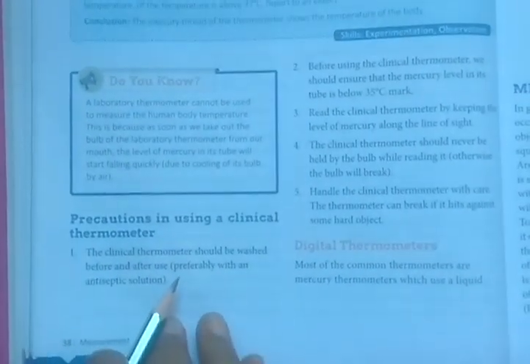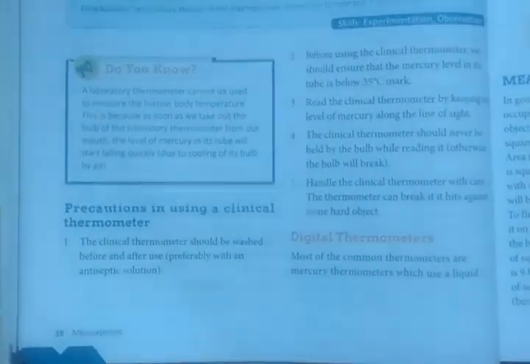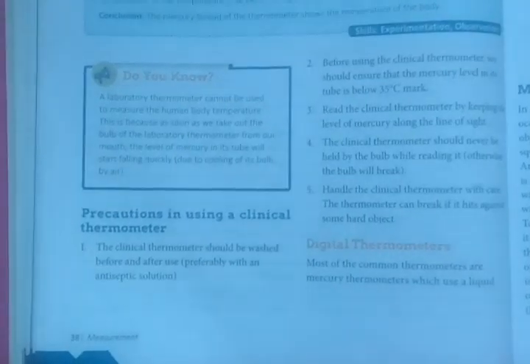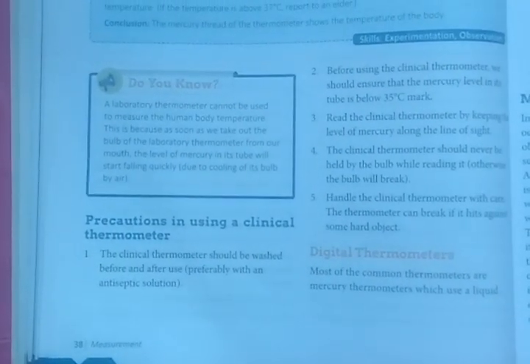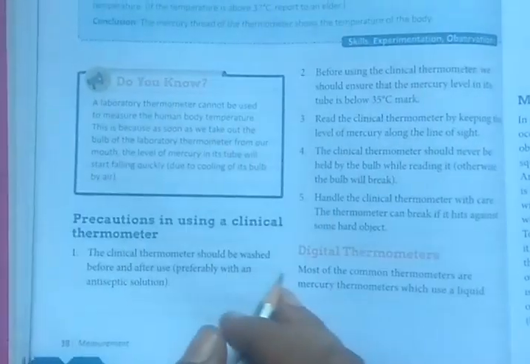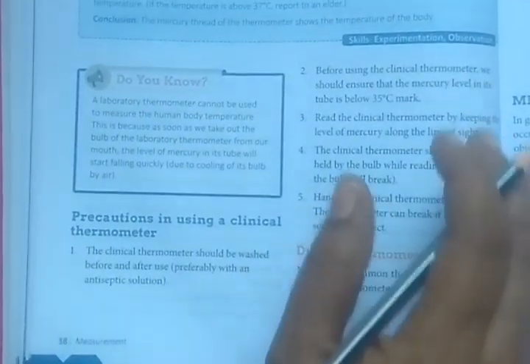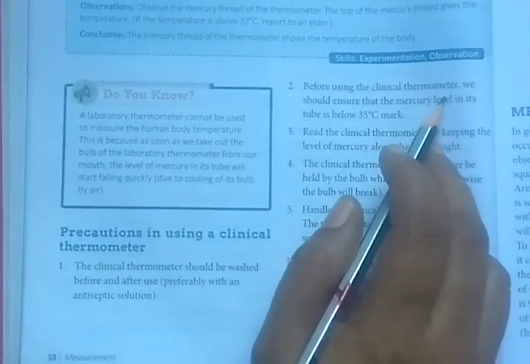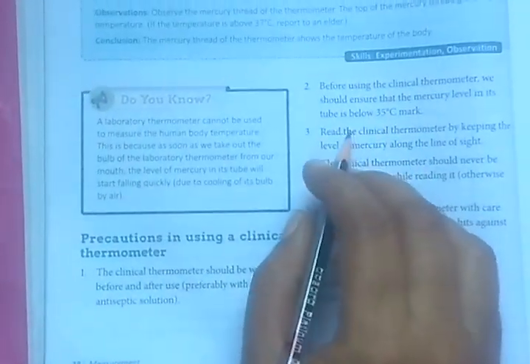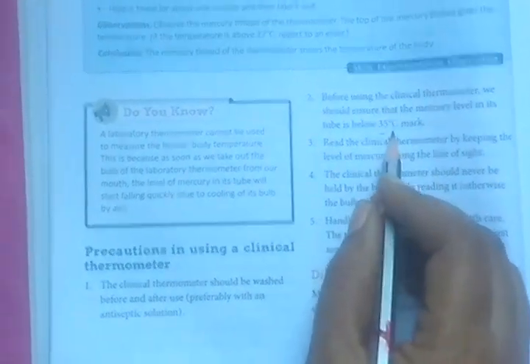So what is the first one? The clinical thermometer should be washed before and after use. Next, before using the clinical thermometer, we should ensure that the mercury level in the tube is below the 35 degrees Celsius mark. We have to see this one, below 35 degrees Celsius.